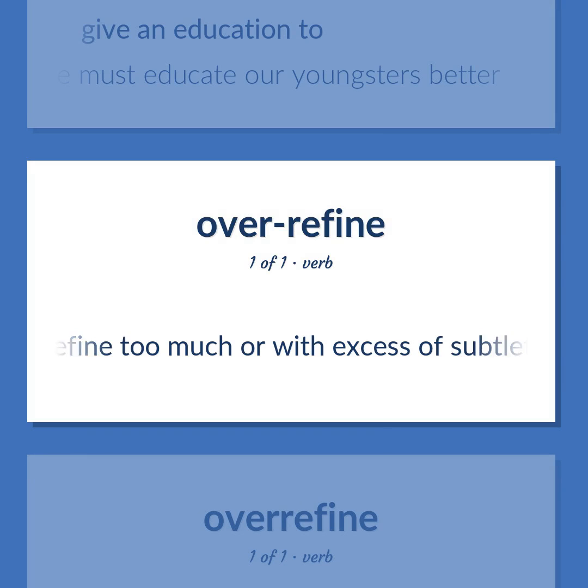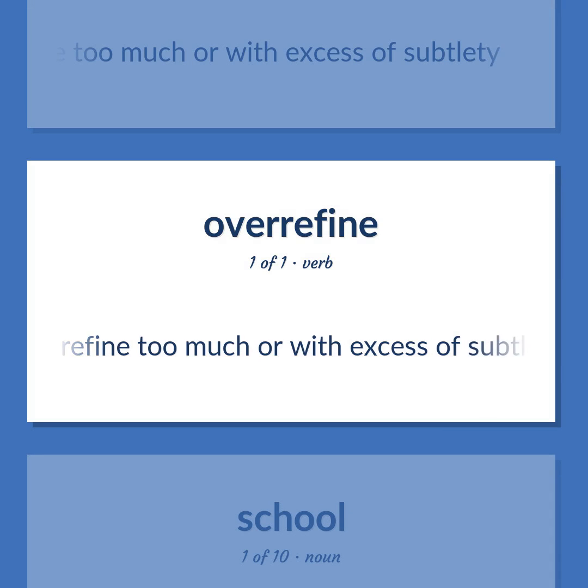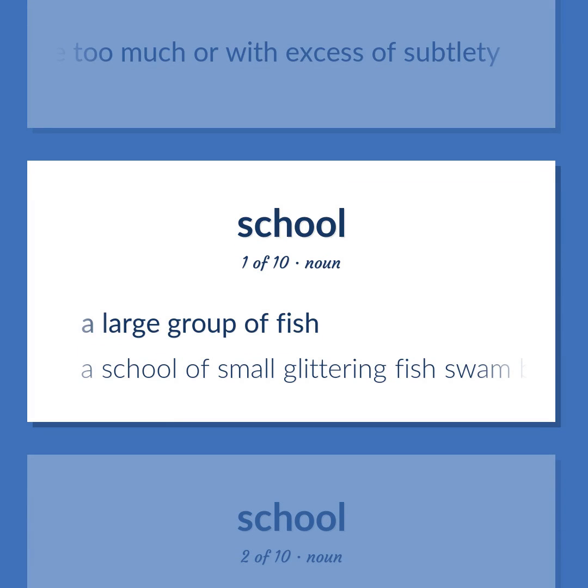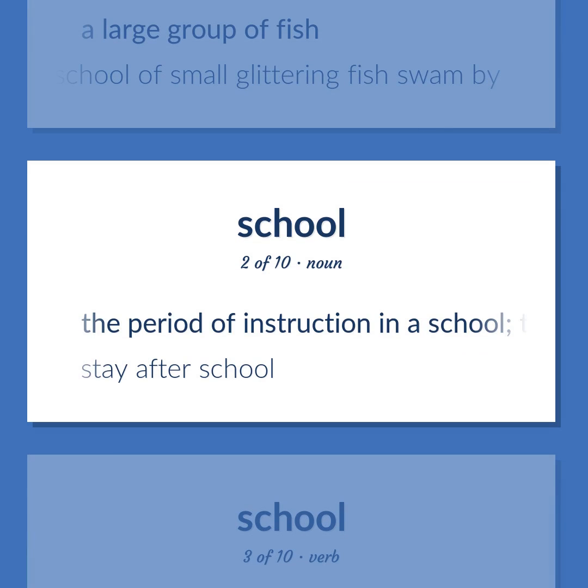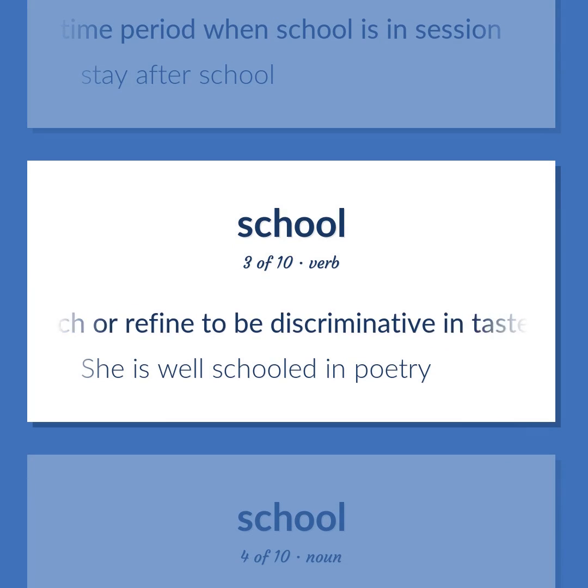Refine too much or with excess of subtlety. A large group of fish. A school of small glittering fish swam by. The period of instruction in a school. The time period when school is in session. Stay after school. Teach or refine to be discriminative in taste or judgment. She is well schooled in poetry.